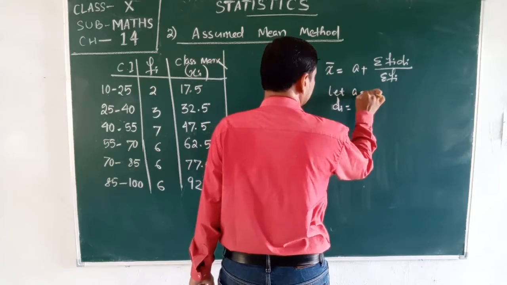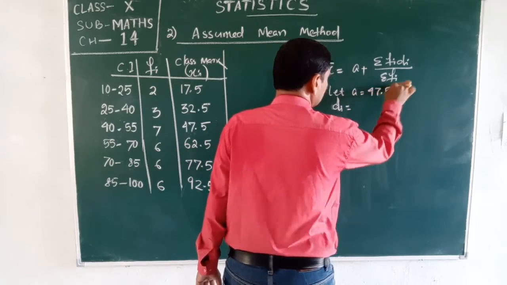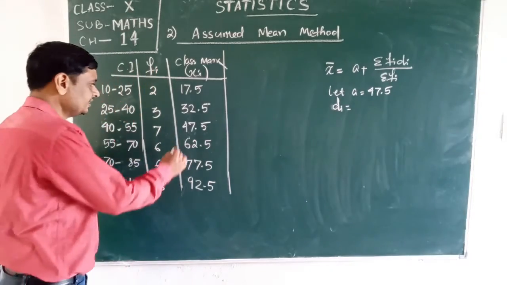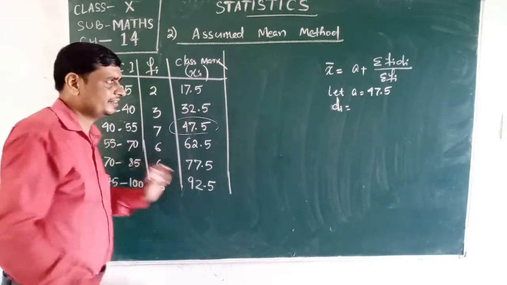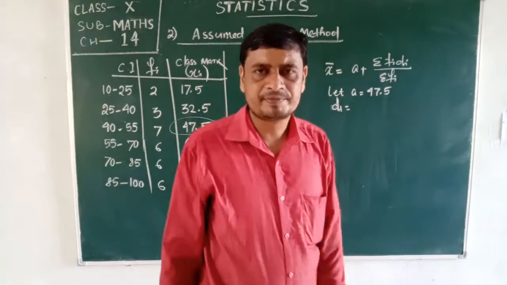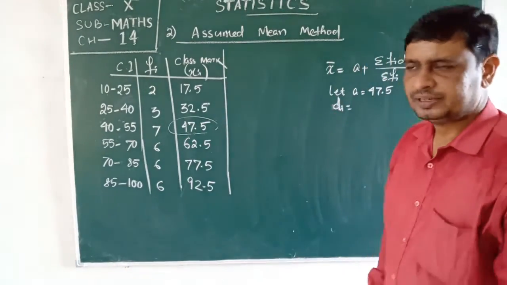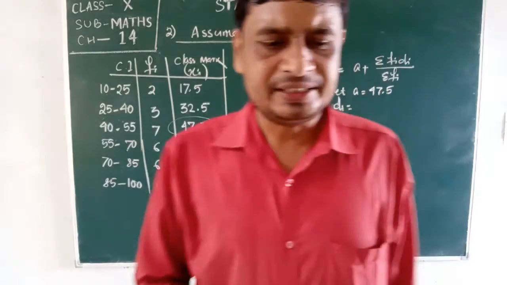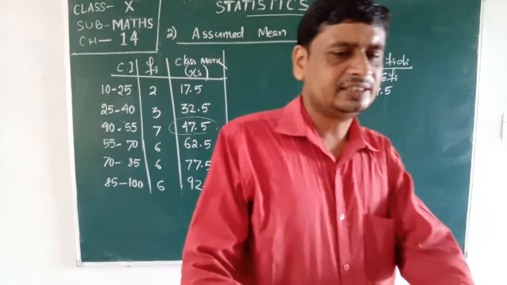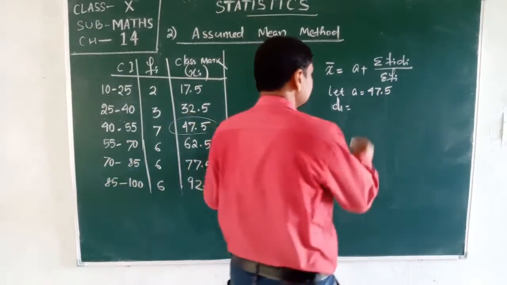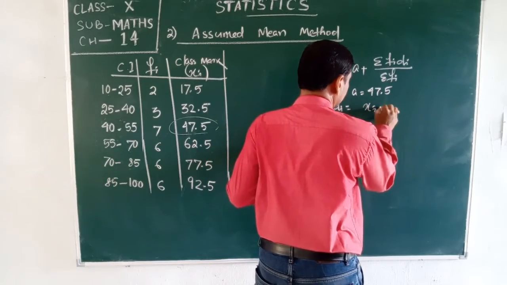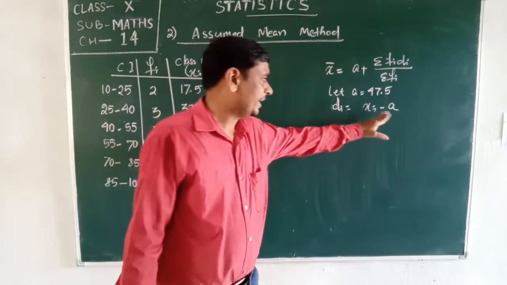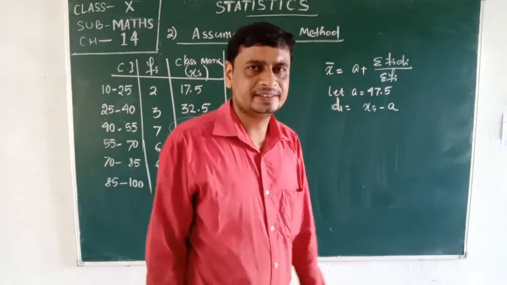Let A be 47.5. We have to consider this value as A, 47.5. Next, we have to find the value of Di. The value of Di is calculated as xi minus A. Xi minus A becomes Di.